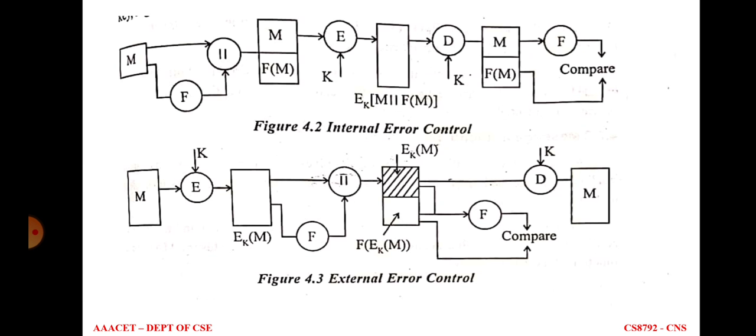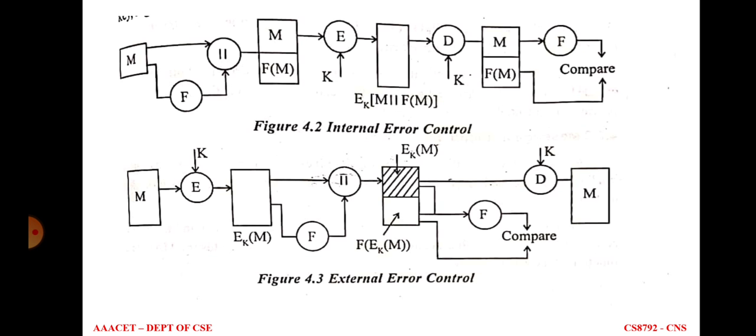M, and the function is applied on the message, and finally they have to compare the original message with the decrypted message. If both match, then only the original message is retrieved from the sender, and the acknowledgement is sent to the sender. If the retrieved message does not match the original message, then a third party has occurred between both sender and receiver. This is the internal error control.